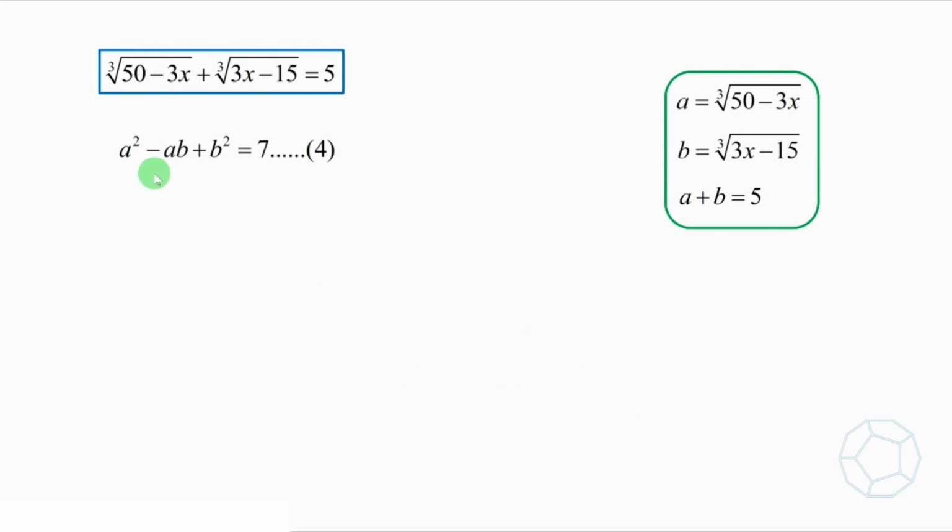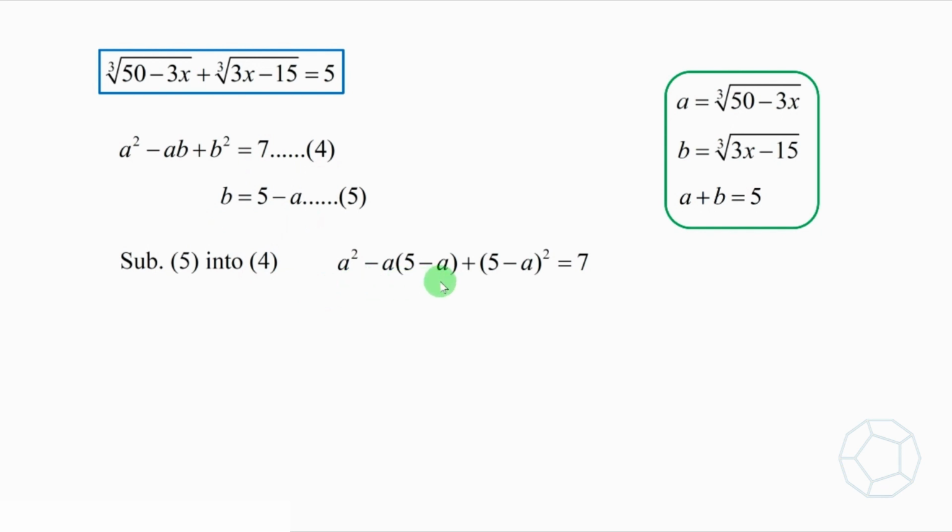Let's continue with the quadratic equation. From the sum of a and b, we get b is equal to 5 minus a. Put it into equation 4, it becomes a squared minus a times (5 minus a) plus (5 minus a) whole square is equal to 7.